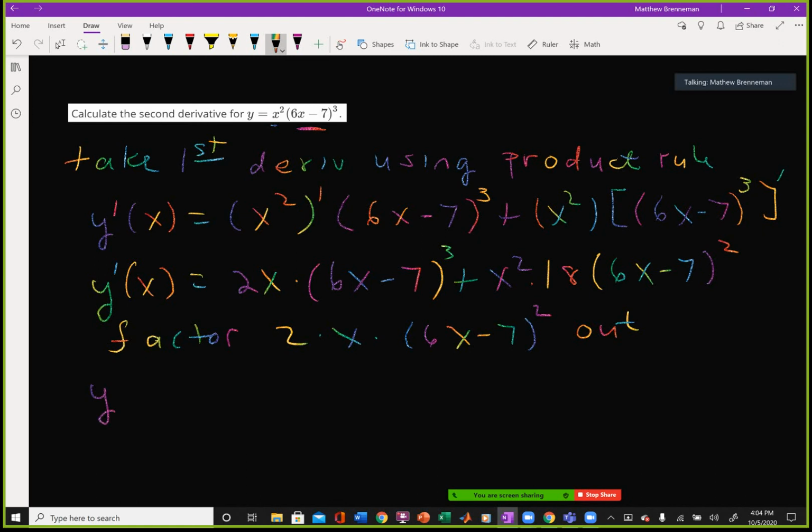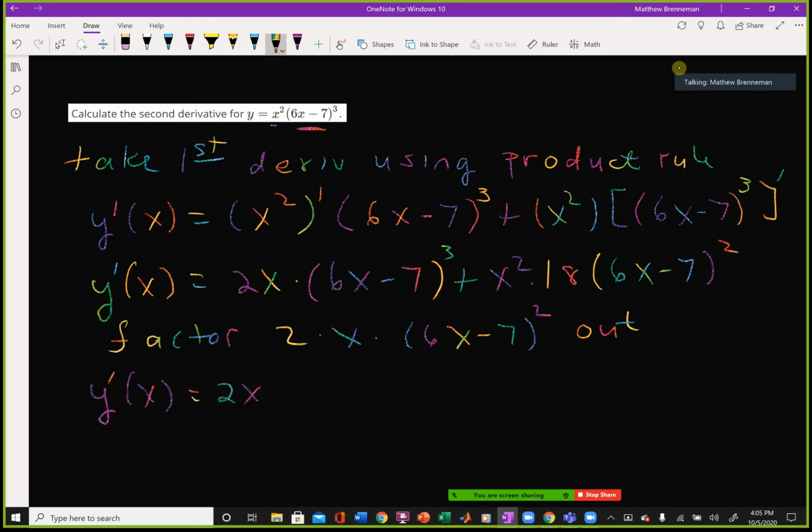Now you don't have to. Notice that you could do the same thing again with the product rule and the chain rule, right? Each of these would be a separate product rule. And then each of them would also involve another chain rule. But this will make things a little easier, I think.